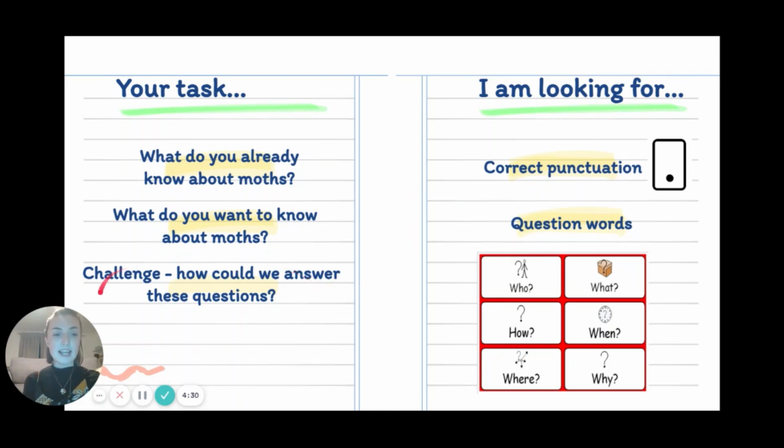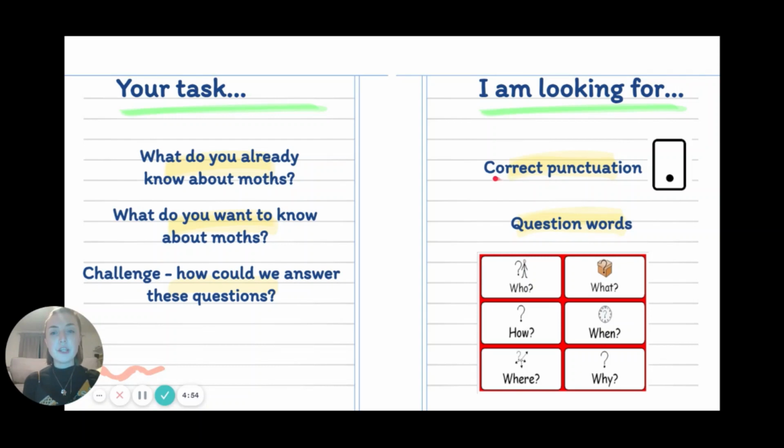When you've done that, there is a challenge. How could we find the answers out to these questions? So I want to know, why do moths not come out during the day? How could I go and find out the answer to that question? There's a few things I could do. That's your challenge, to think about and write down how we could find out the answer. Don't answer the questions yet. Just think about how you could find out the answer.